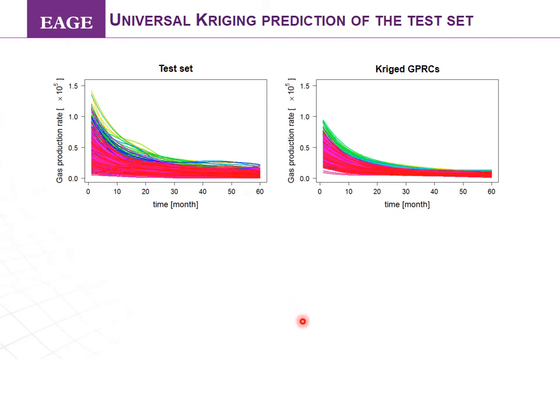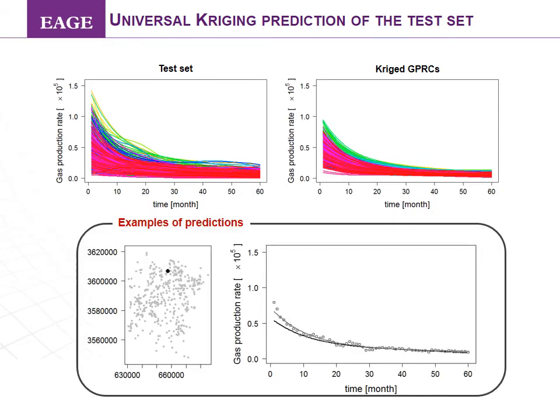So, okay, then we can solve the kriging equations. We can predict directly the functions. You notice there's no basis decomposition, there's no co-kriging, so we directly predict the functions. And we can compare the test set with the kriged functions.